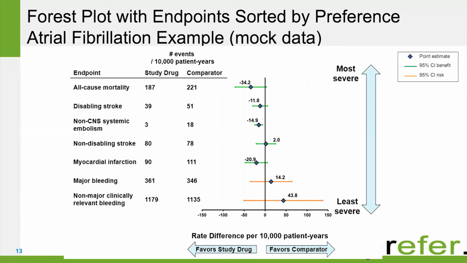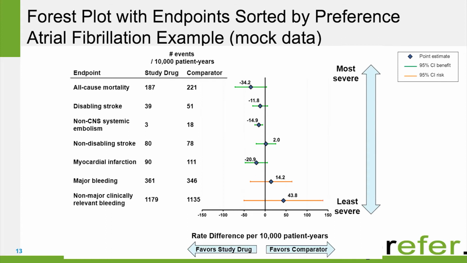The endpoints are in order of impact or preference, essentially. The most severe ones on top, the least severe ones on bottom. And you could see anything on the top and the middle either favored the study drug or on the zero line. It's only the things on bottom that favor the comparator. And this is actually very similar to a slide that was used at an advisory committee meeting with the FDA. And you didn't have to take it any further. It was obvious that the study drug was helping where it was important and hurting where it was less important. Now, in this particular slide, for simplicity, the endpoints are listed in order of preference rank.